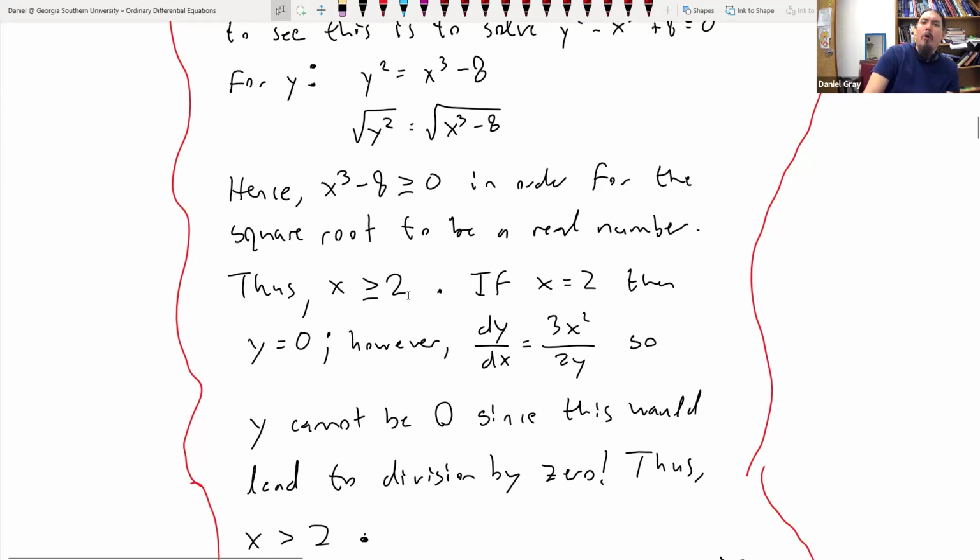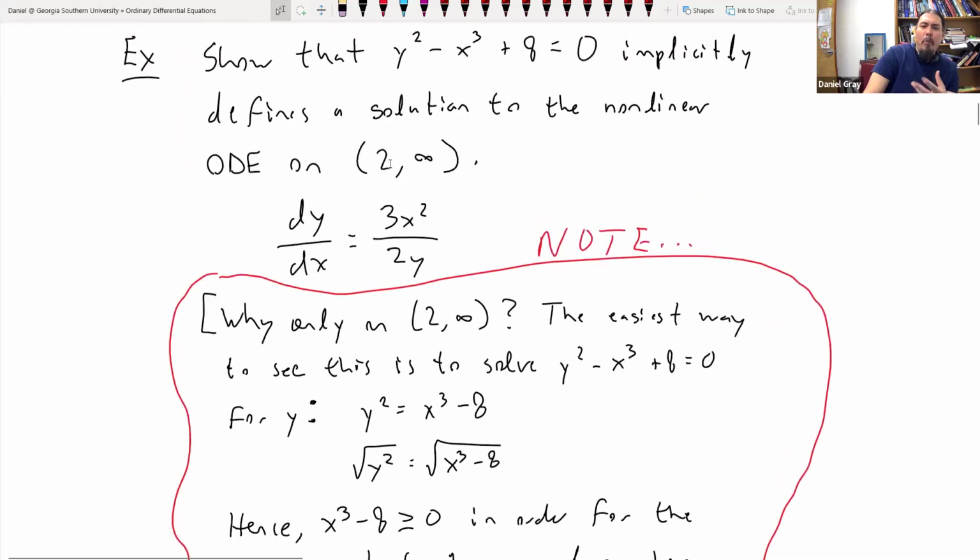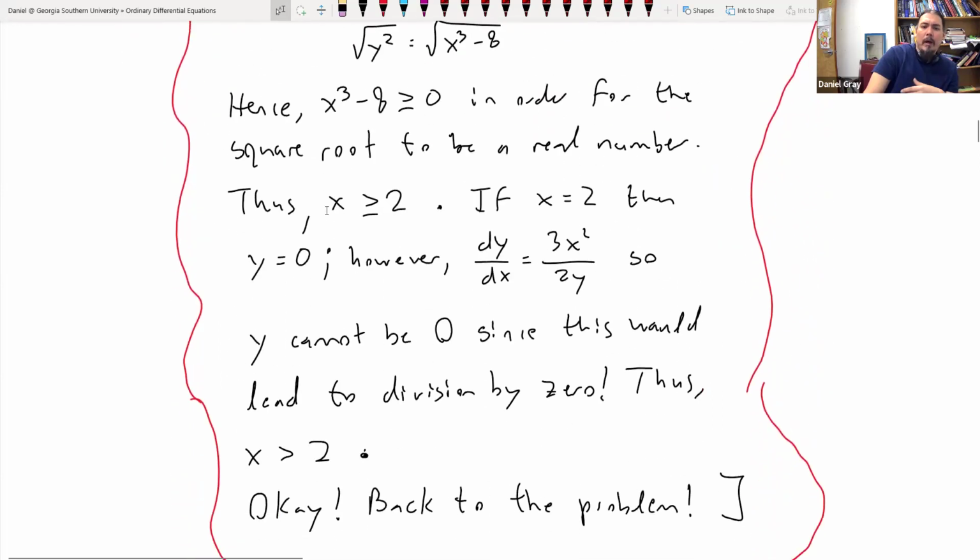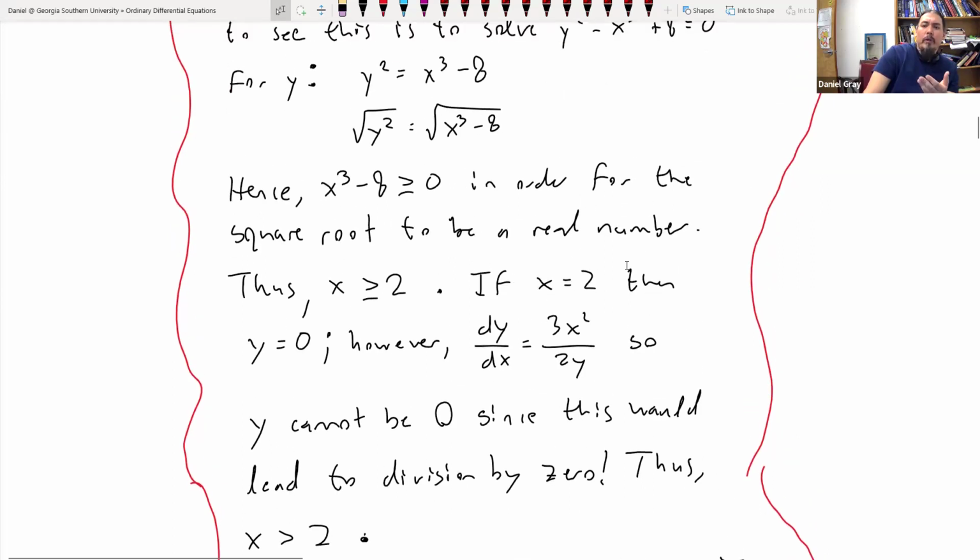All right, so we're almost there then. We said that this is the open interval from 2 to infinity. So why is x equals 2 not part of this? If x were equal to 2, we could plug it into here. 2 cubed is 8, minus 8 is 0, square root of 0 is 0, so that would mean that y needs to be equal to 0, okay? If x is equal to 2, that implies that y was equal to 0.